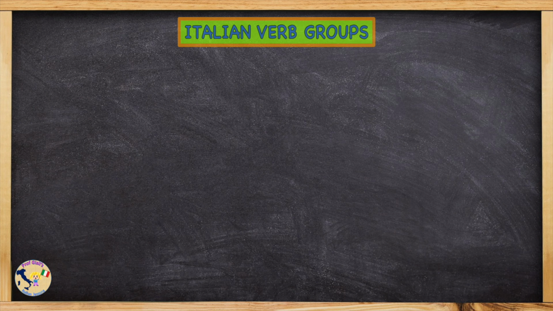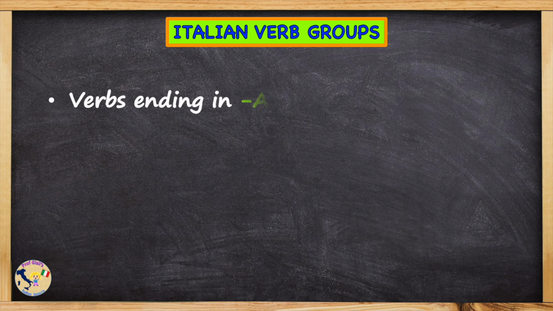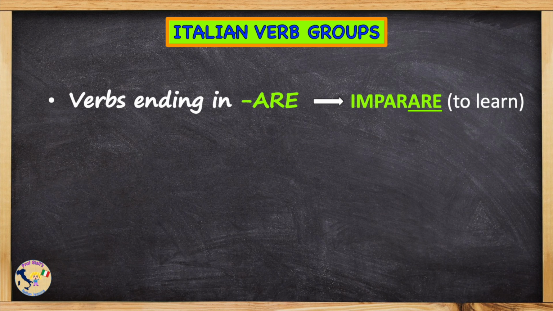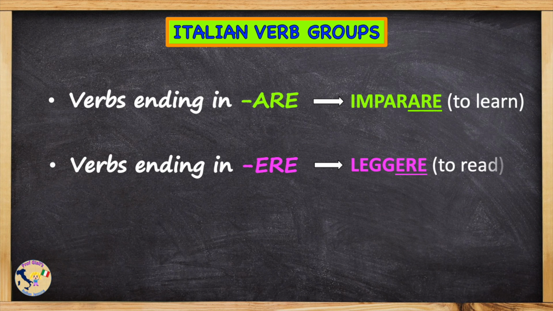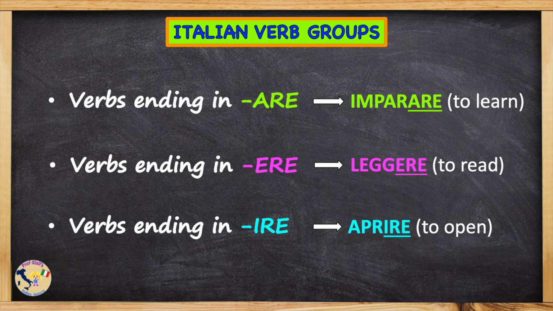Let's take a look at them. In the first group, we find verbs ending in -are, like imparare, to learn. The second group consists of verbs ending in -ere, like leggere, to read. And in the third group, we find verbs ending in -ire, like aprire, to open.